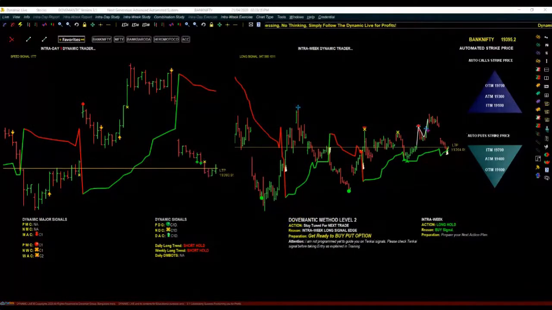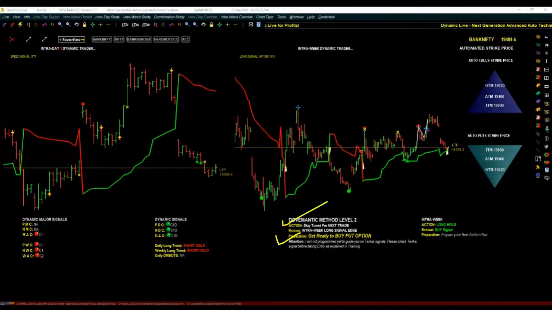But we have already exited, and now we are waiting for the next trade action. Look at the preparation here. Action says stay tuned for the next trade. It says no, not now, just wait. But in the preparation, it is telling us get ready to buy put option. So be ready. You may have to buy a put option sometime soon. Once it confirms, that is when we will go ahead and buy the put option. So this is about Bank Nifty.